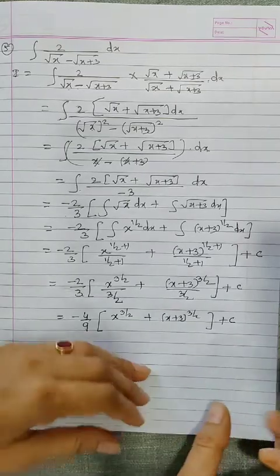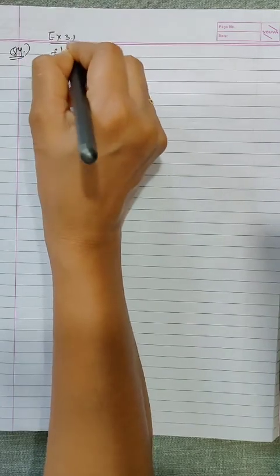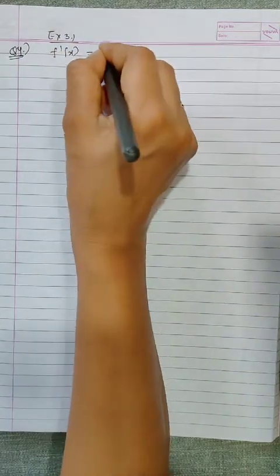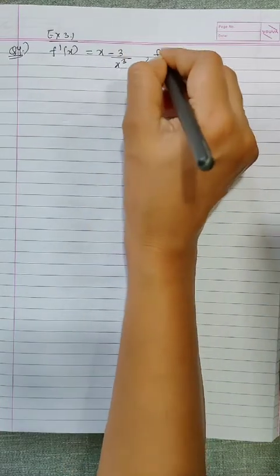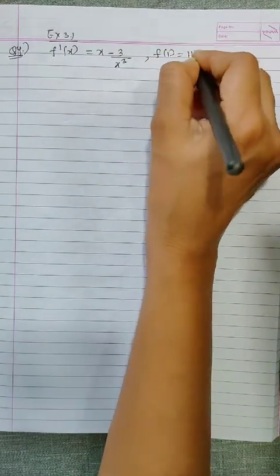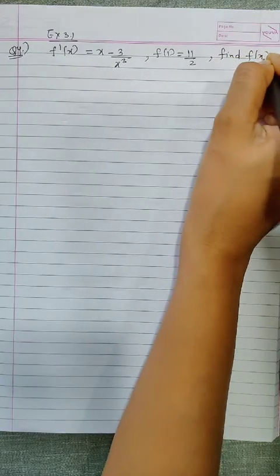Now last example I will take. Exercise 3.1 question 4, students. See here, it is slightly different. We have given f dash of x equal to x minus 3 upon x cube. We have given f of 1 equal to 11 by 2. Question is find f of x.